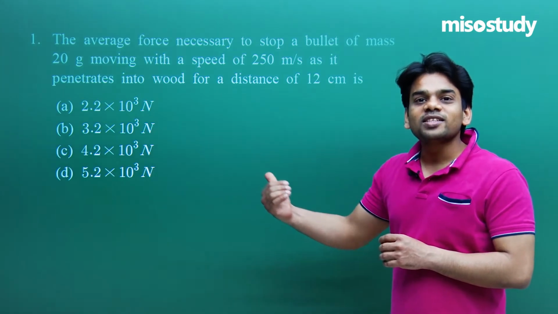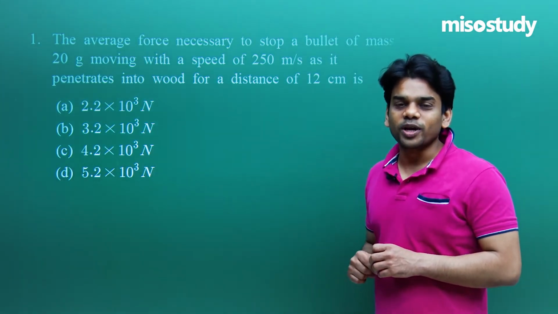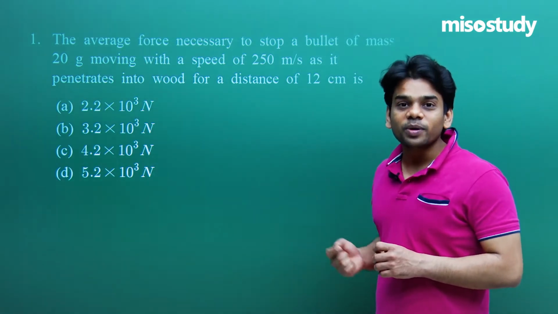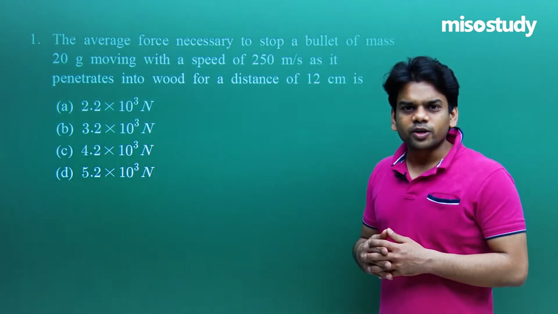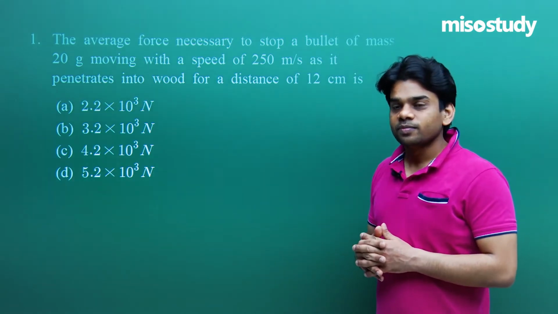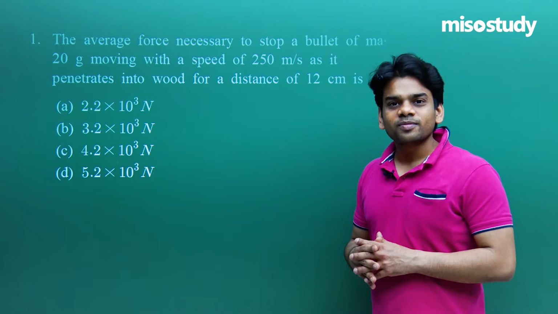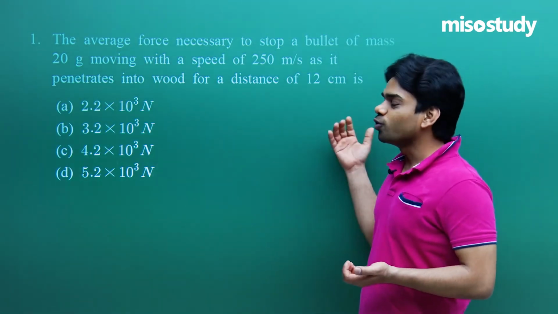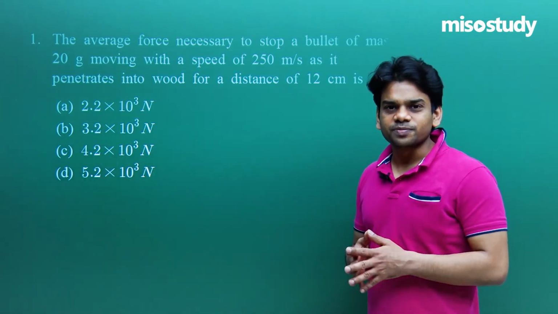So during that 12 centimeter, deceleration is created on the bullet due to the wood. As deceleration is created, that means a force will be acting on the bullet. For the average force, can we write mass into deceleration? That we can do. Or we can actually use the concept of work and energy. We can see that the kinetic energy possessed by the bullet will be half mv square. Since it overcomes this kinetic energy as it penetrates through the wood, we can use the law of conservation of energy.